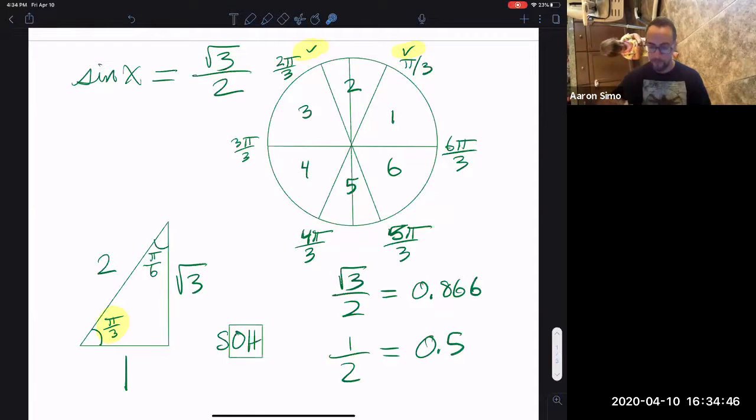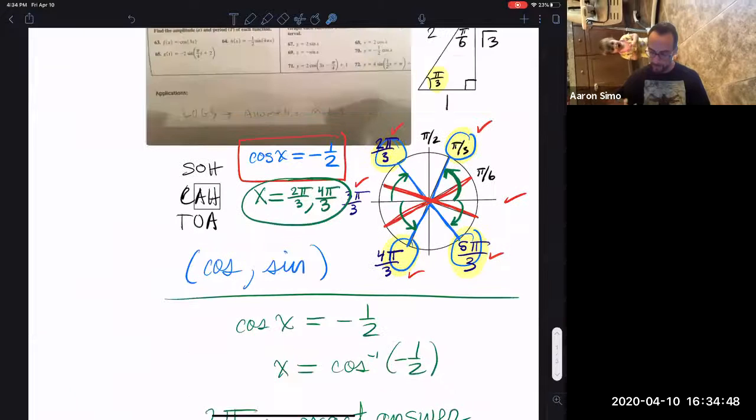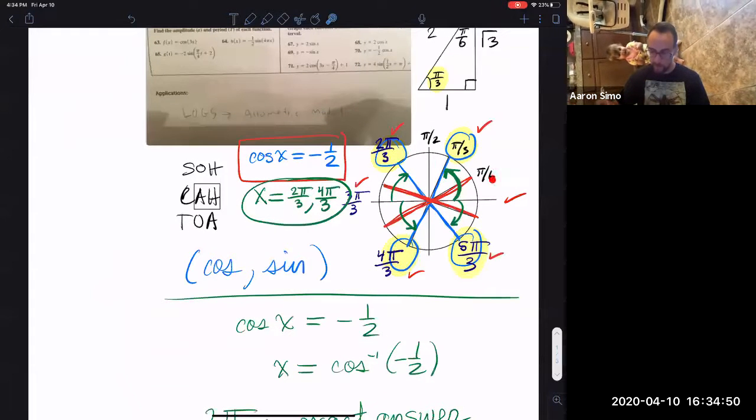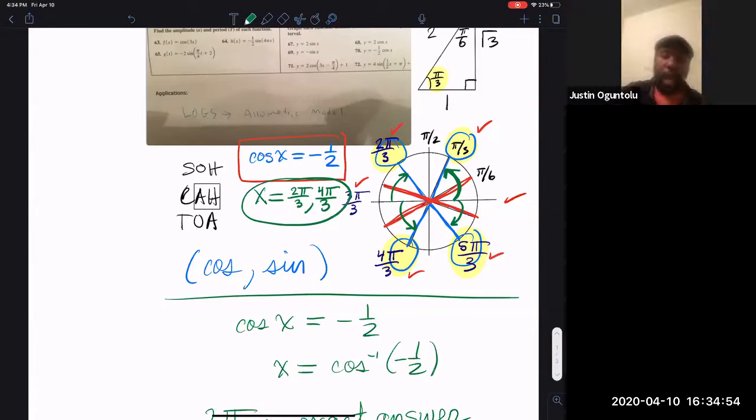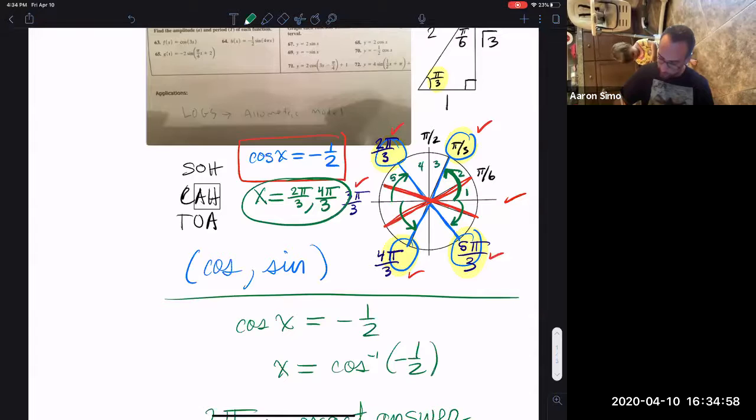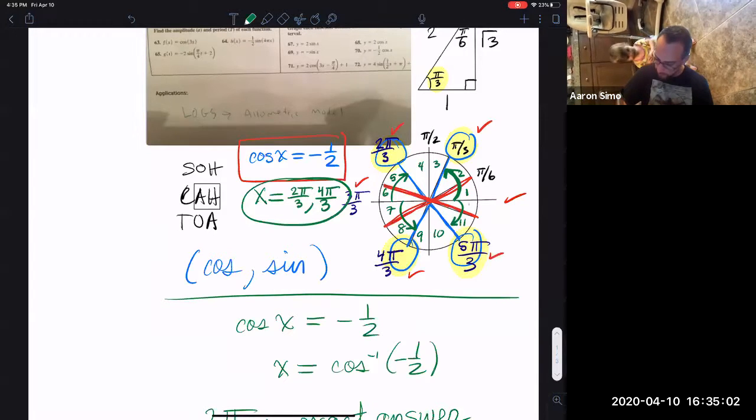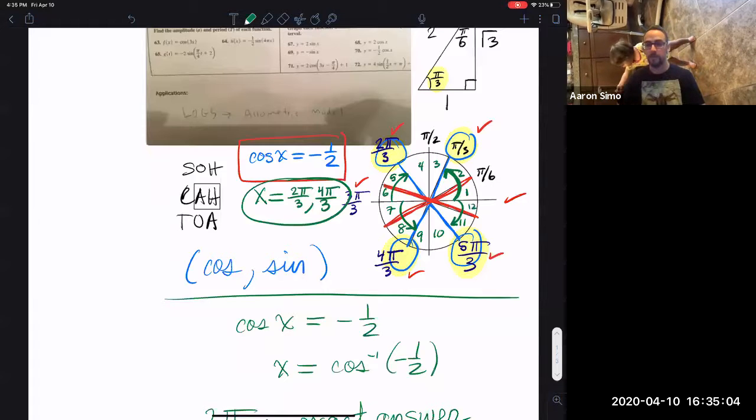If I count by pi over 6s, what's the denominator? 6. What's 6 times 2? 12. So 1, 2, 3, 4, 5, 6, 7, 8, 9, 10, 11, and 12. 12 equal slices of pizza.